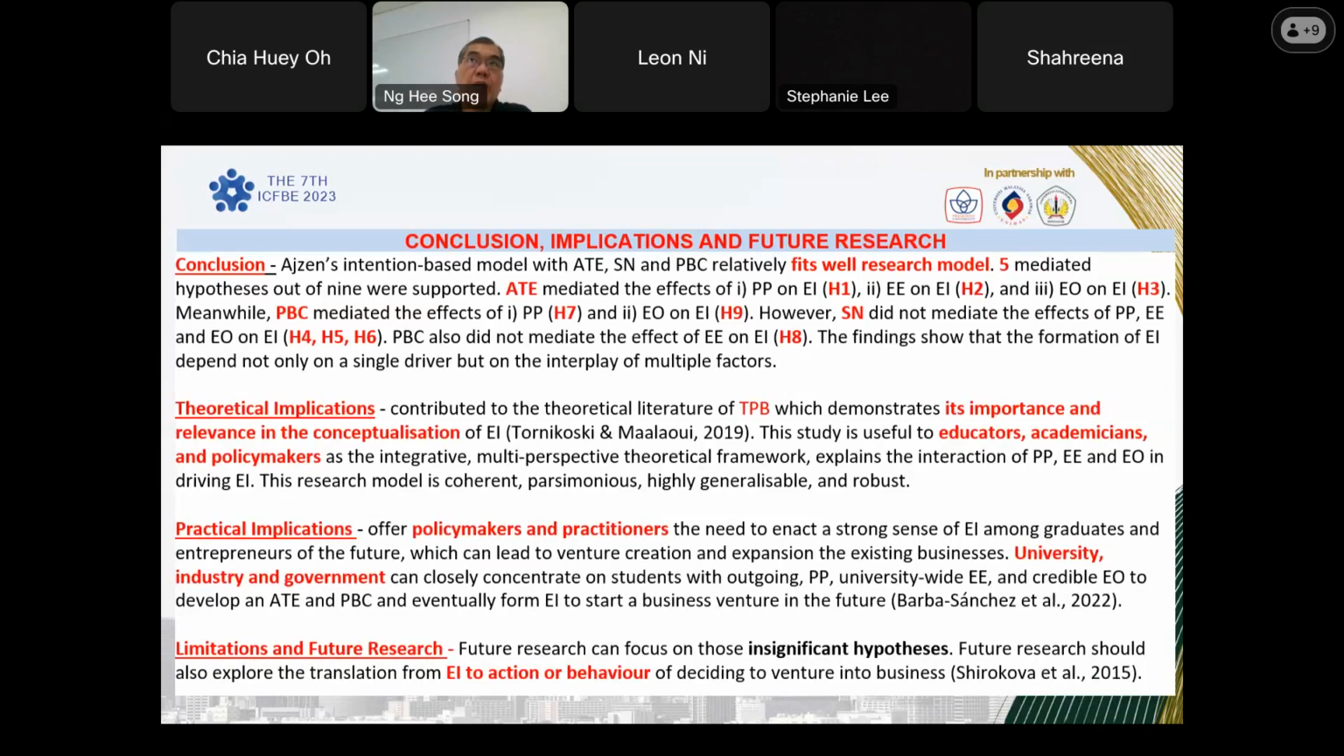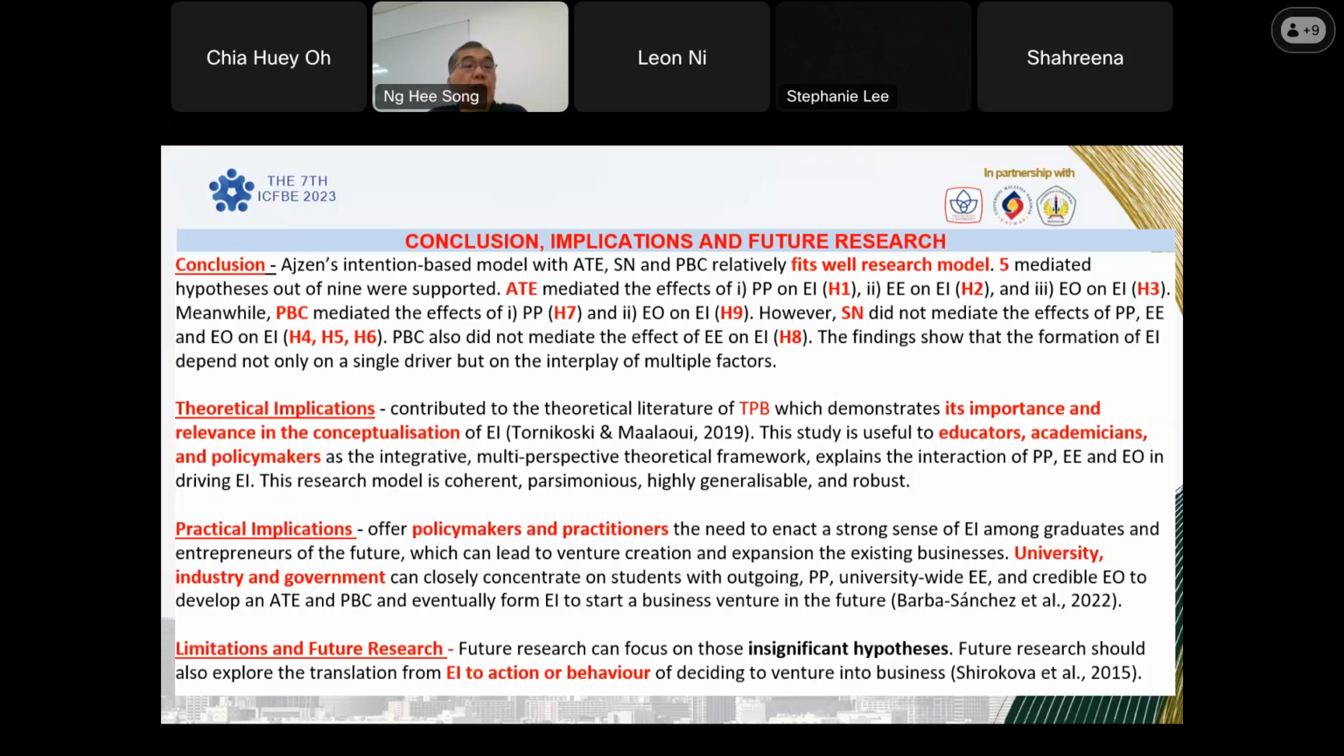Education also plays an important role in enhancing entrepreneurship, enhancing the intention to start a business. So this is also under the influence of the mediating effect of attitude towards entrepreneurship. The third one is opportunity. So in all, H1, H2, H3, all are under the influence of attitude.